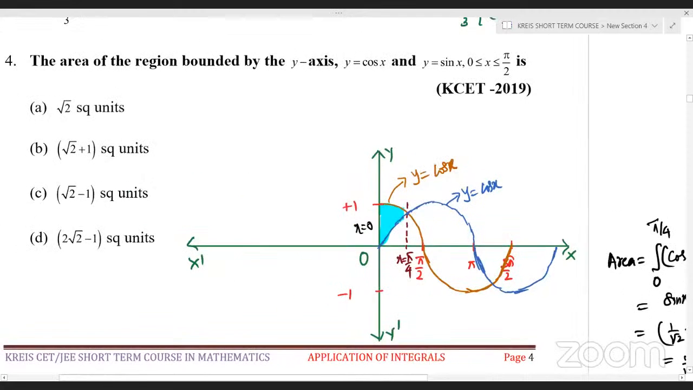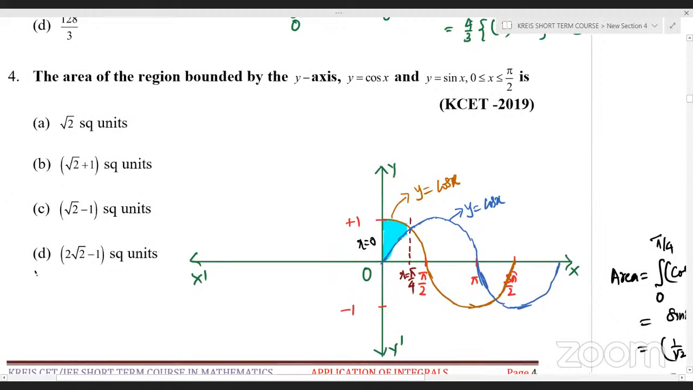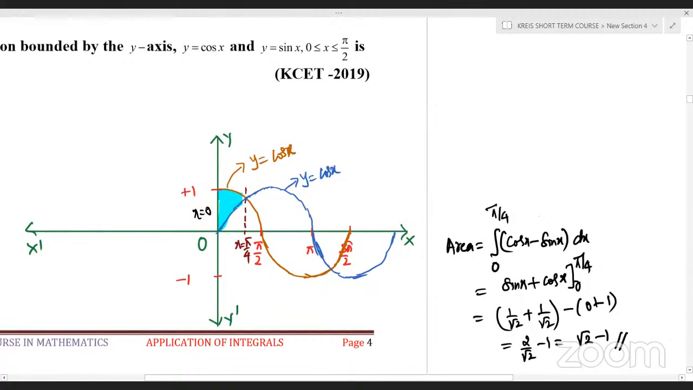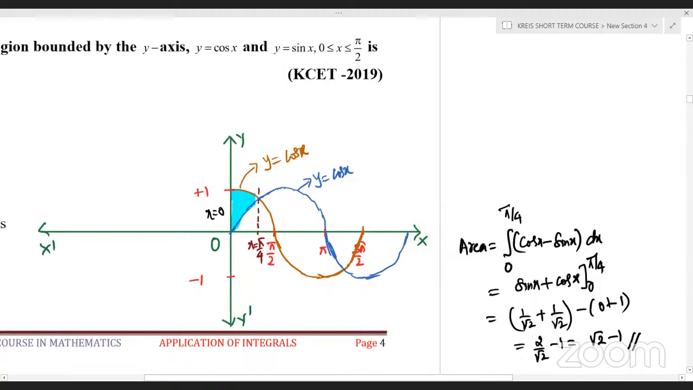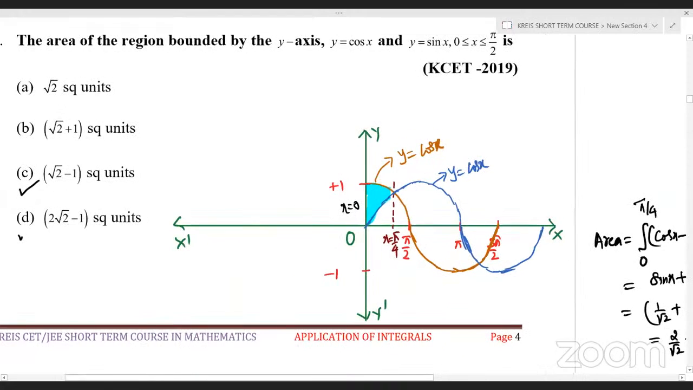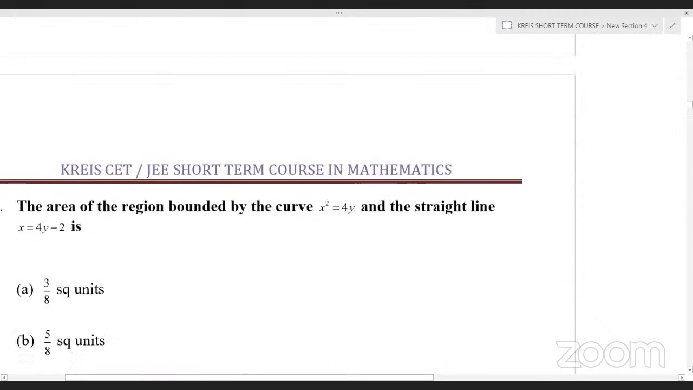So option C is going to be the correct answer for this one. Option C is going to be the right answer for this. Right? So you have to draw diagrams and analyze some questions like this. This is a question which is given in the 2019 question paper. So the answer for this is going to be root 2 minus 1.